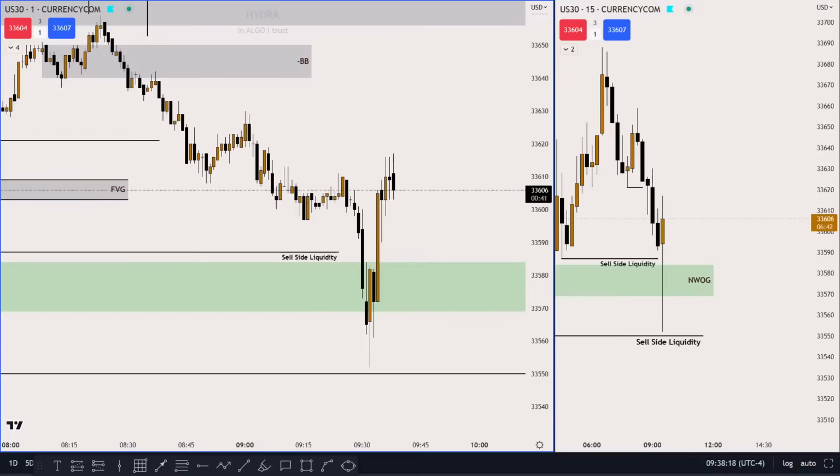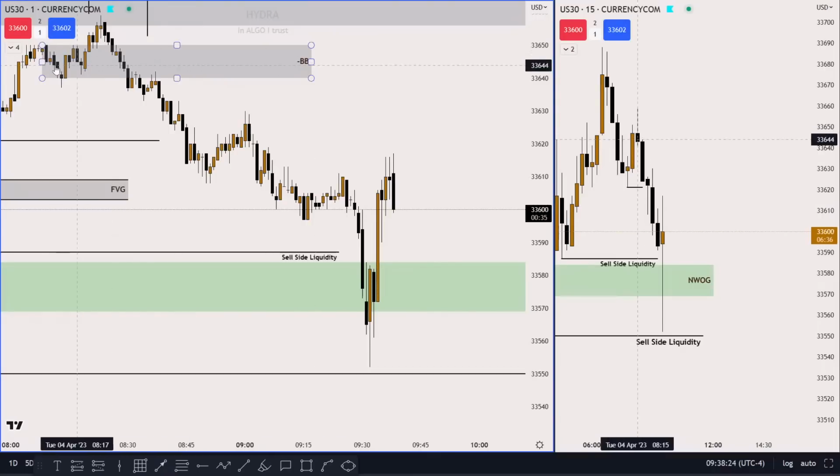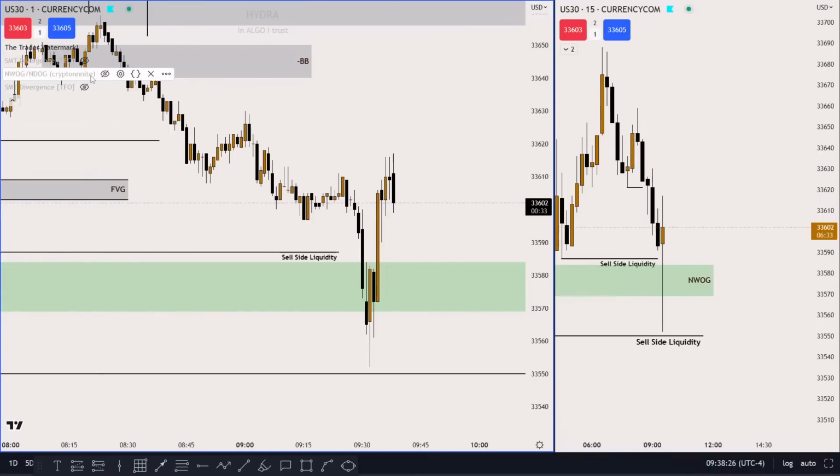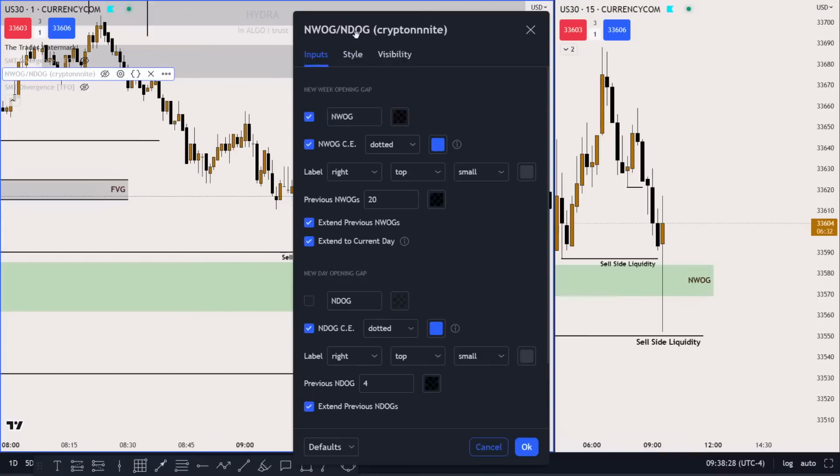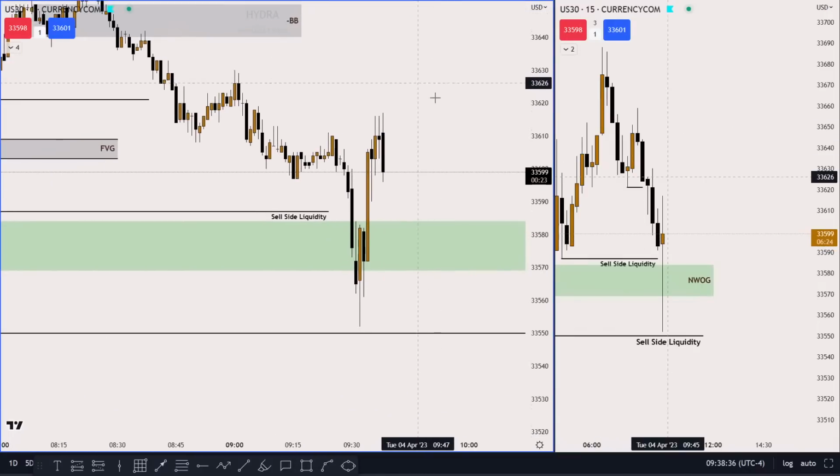Okay, I'm getting a question about how you determine the new week opening gap for US100, S&P 500, and US30. I just showed you the indicator that I use. You can take a screenshot right now, and you will find it in the indicator section on TradingView.